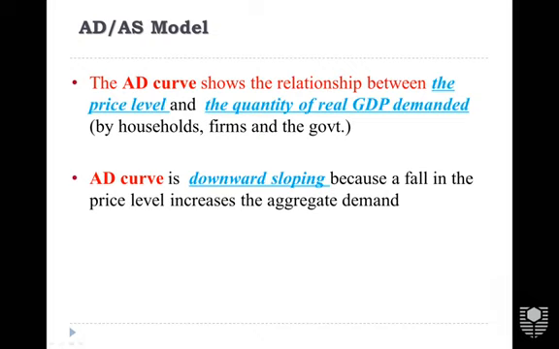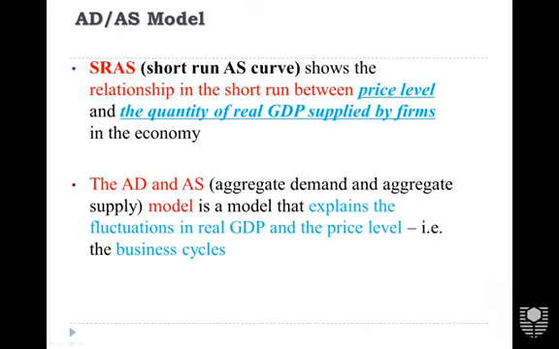There is a negative relation between the price level and the quantity of real GDP, or the quantity of the output demanded by all the parties in the economy. So there is a negative relation. As the prices go up, the quantity of the real GDP demanded goes down. That is the reason the aggregate demand curve is a downward sloping curve, because a fall in the price level increases the aggregate demand, as happens with the normal demand curve in microeconomics.